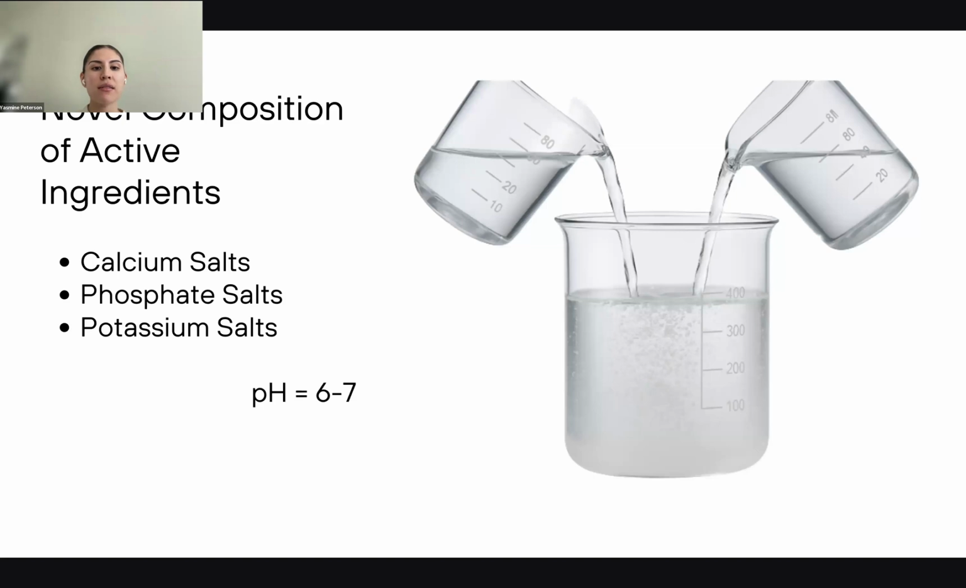So what makes Riemann gel so unique? So Riemann gel is super unique because it has 3 salts. So it has calcium salts, phosphate salts, and potassium salts.